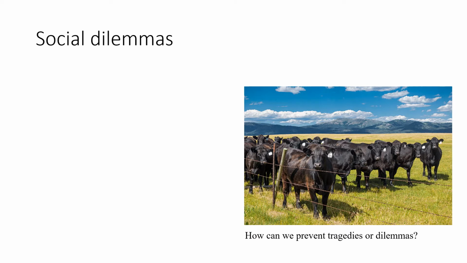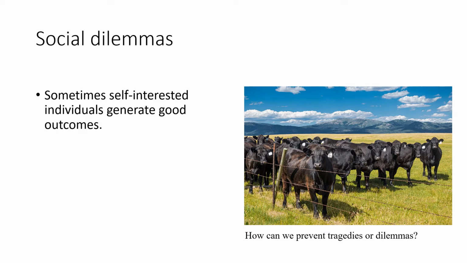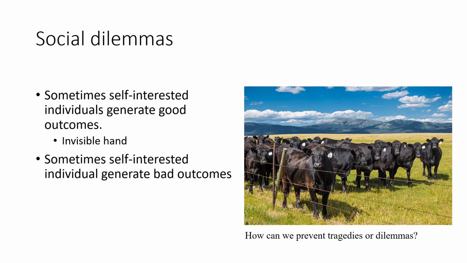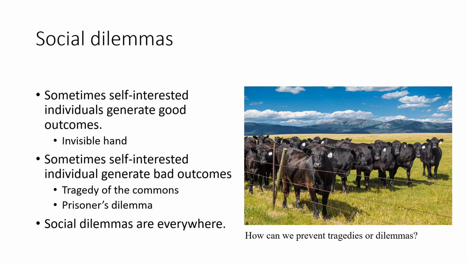About the social dilemmas, as you can remember, sometimes self-interested individuals generate good outcomes. We have seen this in invisible hand games. And sometimes self-interested individuals generate bad outcomes, and we have seen this in Tragedy of Commons games and Prisoner's Dilemma types of games. And social dilemmas are everywhere, as we all know.